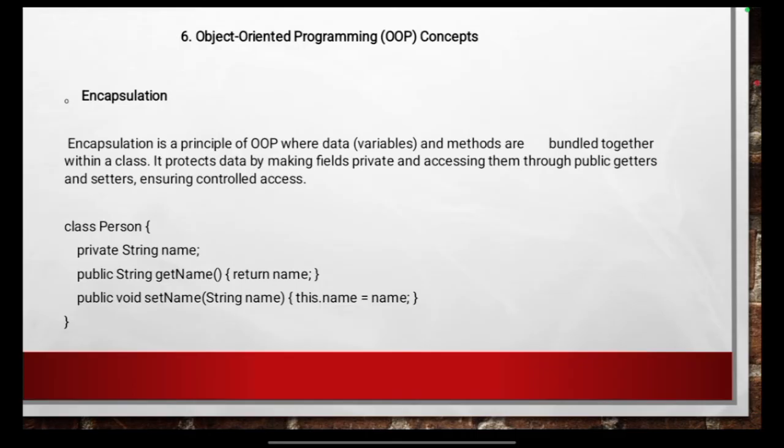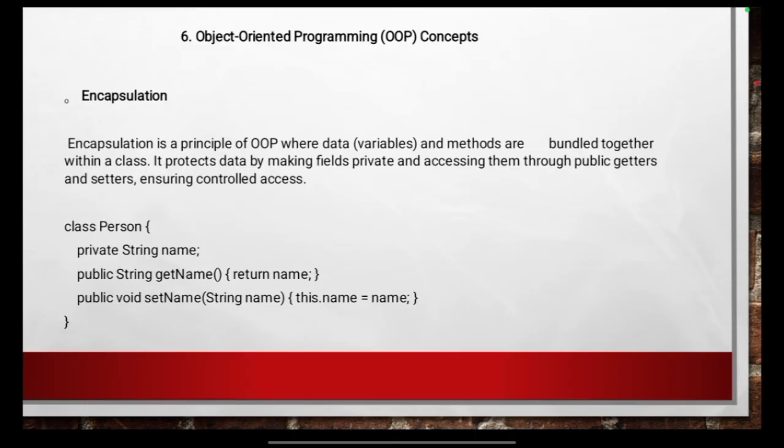This is a setter method. It is a public method that allows setting the value of the name field. The this keyword refers to the current object's name field, distinguishing it from the name parameter passed to the method. This method allows the value of name to be modified in a controlled manner. Curly braces close. This closes the Person class definition, indicating the end of the class and its methods.